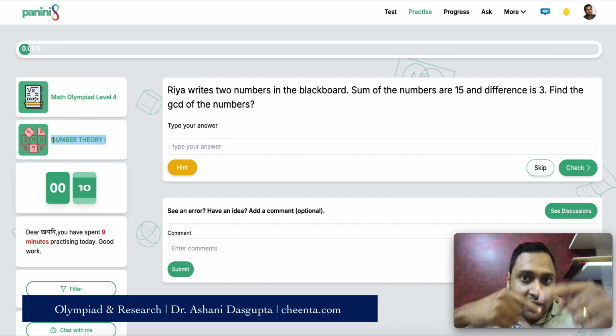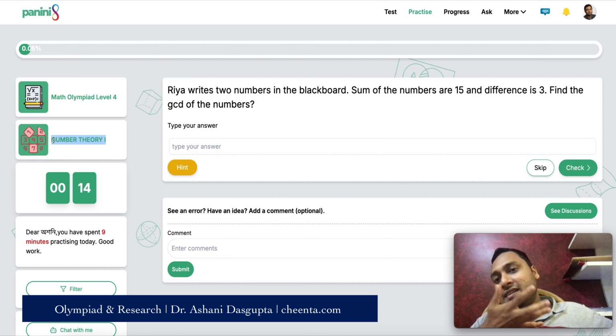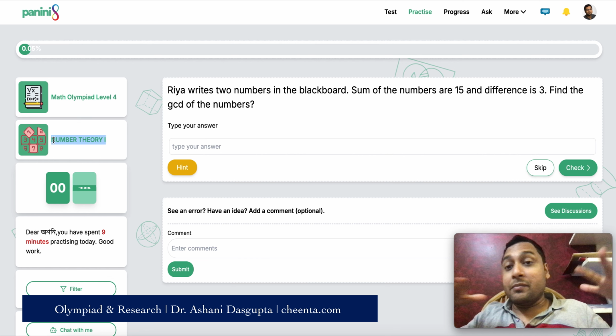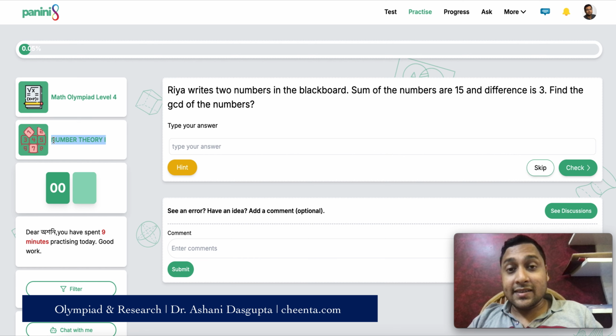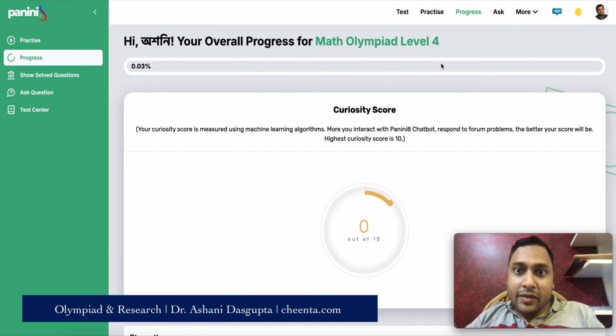It churns between different topics, but it does it in a clever way at the back end so that I am moving through all the topics in number theory, geometry, algebra, and combinatorics. It uses some learning principles called a positive feedback loop to actually do this. If you are interested, we can talk more about the backend algorithms. So these are the two main functionalities of the process, the practice and the progress.